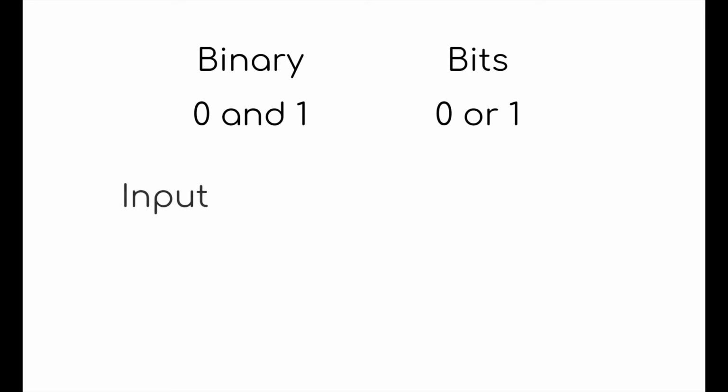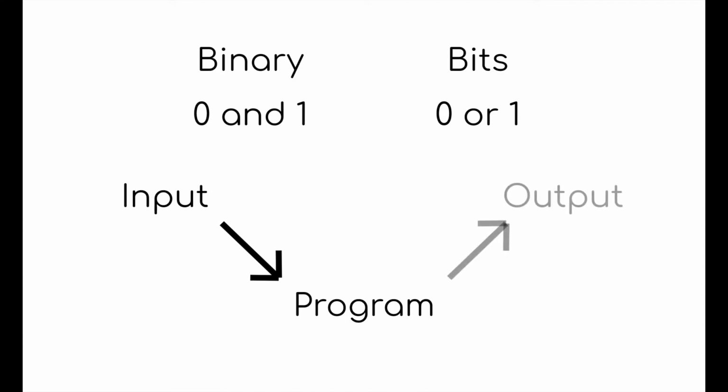So an input is basically a number that goes into a program. Then the program does something based on the input to give an output.